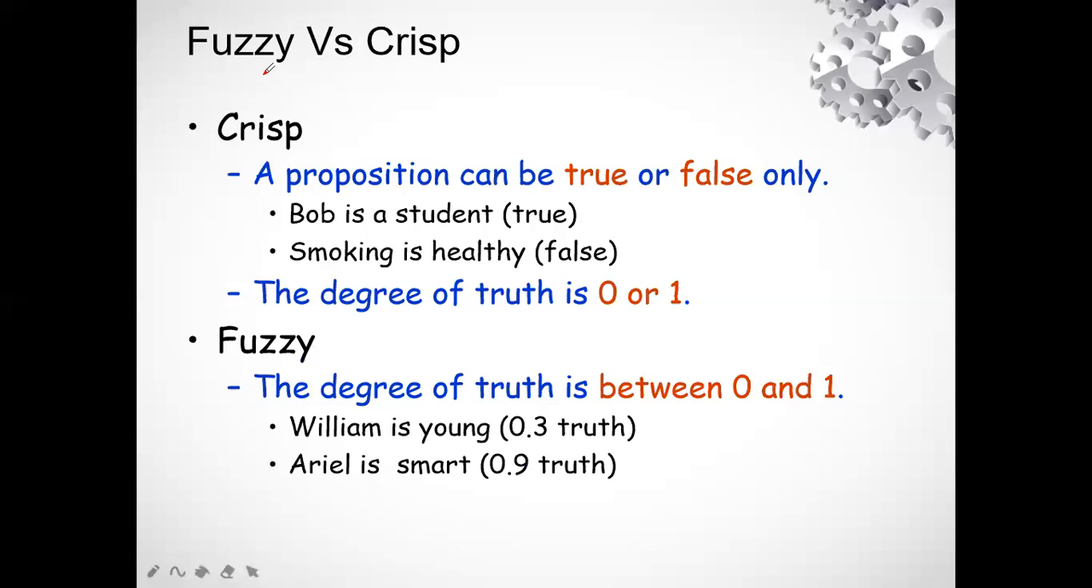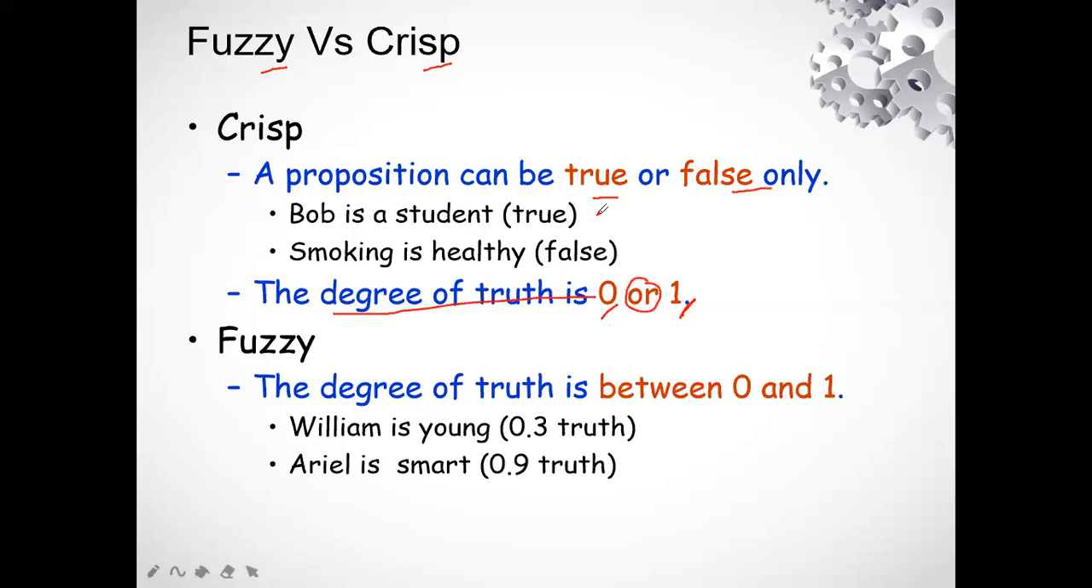Now, these two are opposite terms, the fuzzy and the crisp. As I told you right now also, a proposition can be true or false only. When a proposition is either true or false only, that particular degree of truth is 0 or 1. That means the degree of truth depends on two values only, that is either 0 or 1. If it is 1, it is true. If it is 0, it is false. So there is nothing in between 0 and 1. It is 0 or 1, not 0 and 1, right? So just focus on this point, 0 or 1. The degree of truth is 0 or 1.